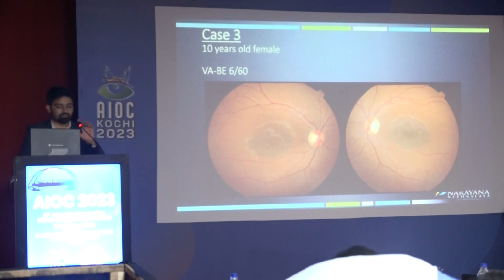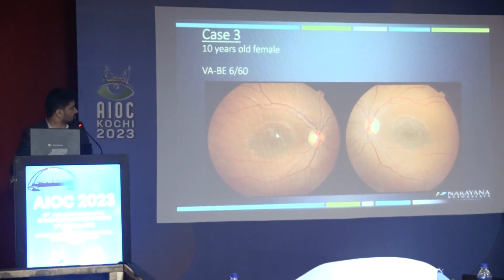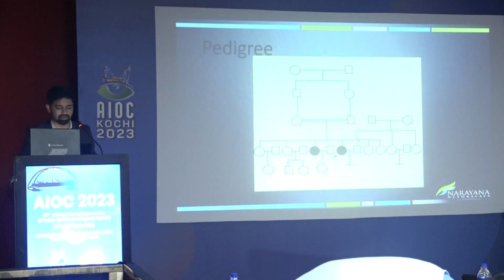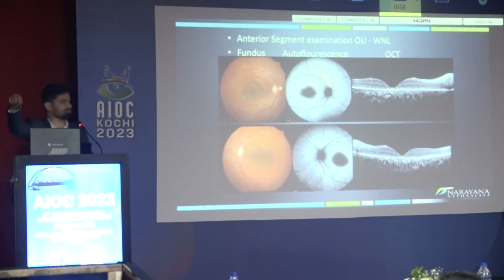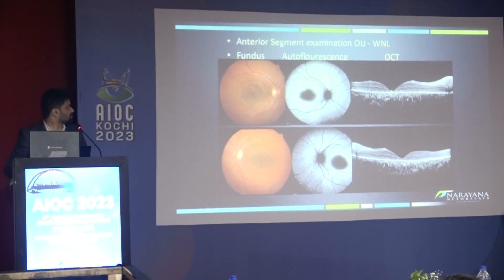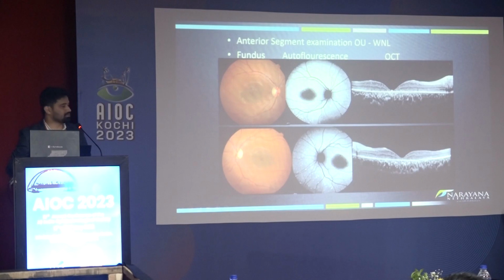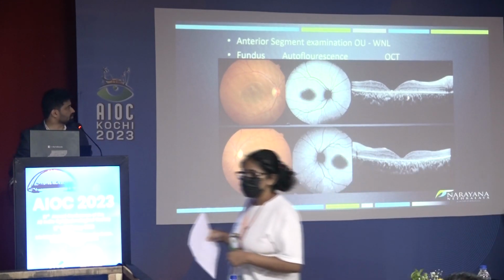So this was a 10-year-old female, 6/60 vision. There are some atrophic macular changes. I know on screen you can't make it out clearly. Born out of consanguineous marriage. See the autofluorescence. Now we can make out the atrophy clearly, and there are multiple fleck-like deposits. Fleck-like deposits over here. So what is the diagnosis and what's happening in the OCT?